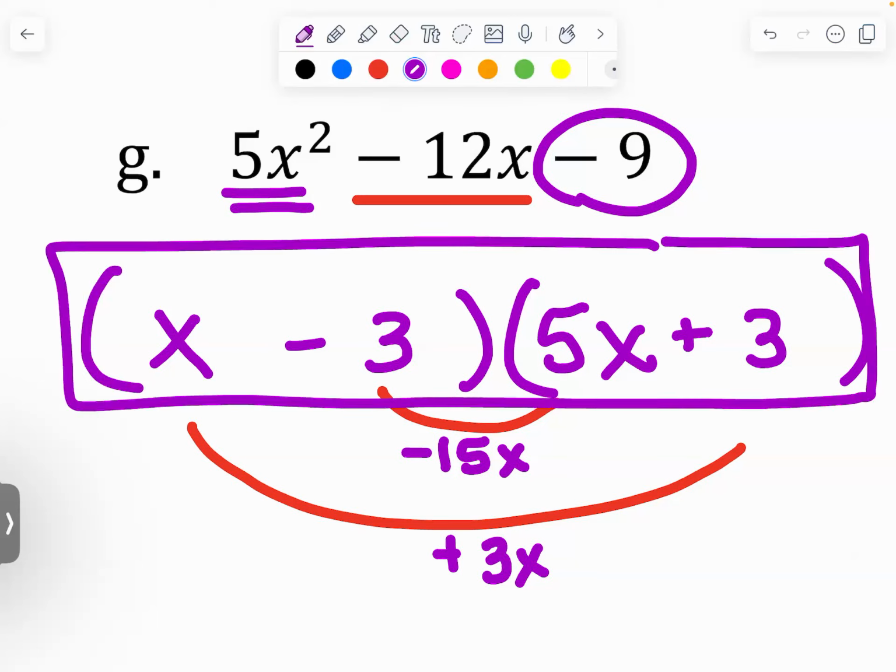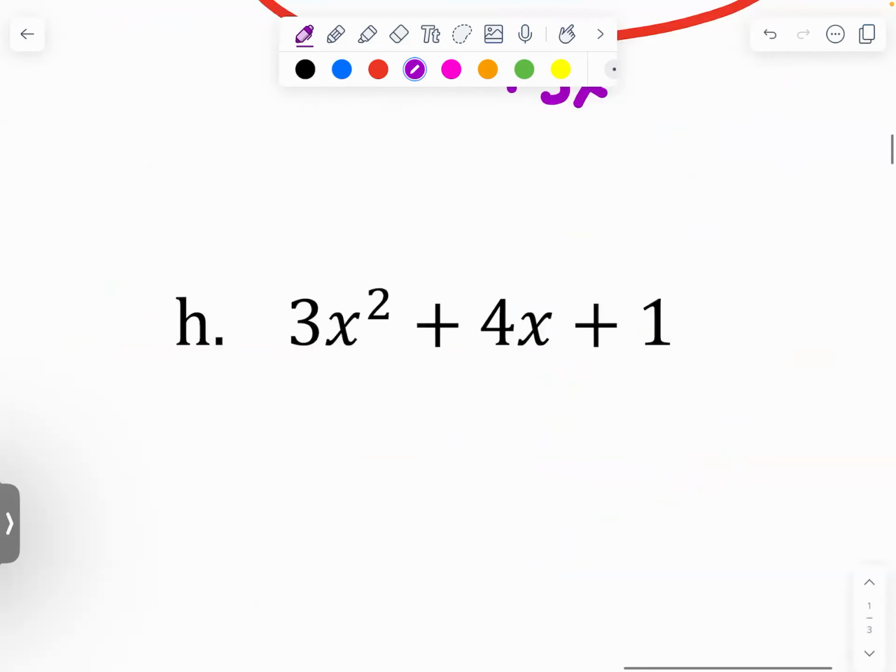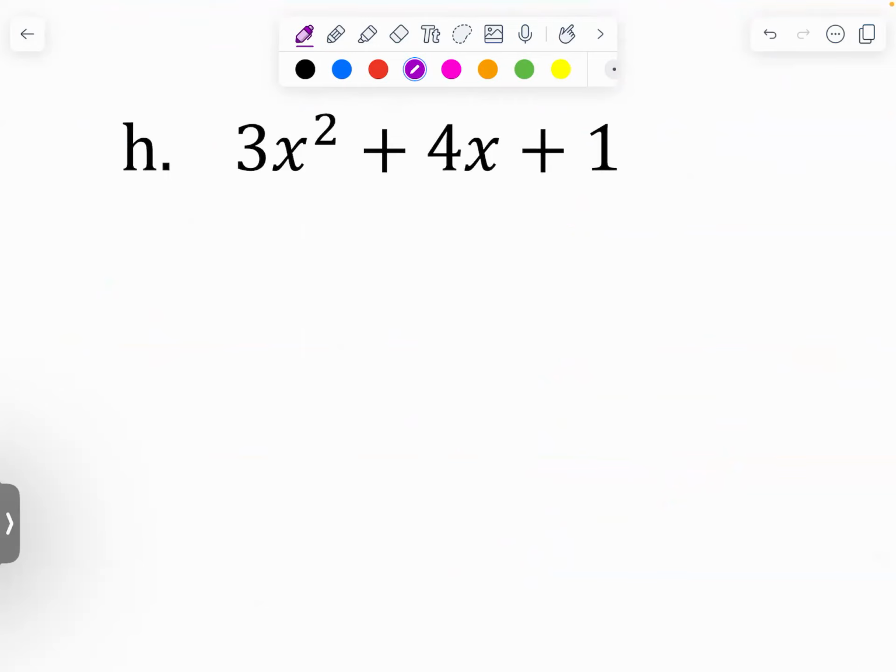Okay. But sometimes you're not going to get it on the first try, and that's okay. Sometimes you're going to have to finagle a little bit until it comes out to work the way you need it to. Okay. So let's try 8. 3x squared plus 4x plus 1. Do we have a GCF? No. What is the only simple way to get 3x squared? Okay, let's do 3x and x.